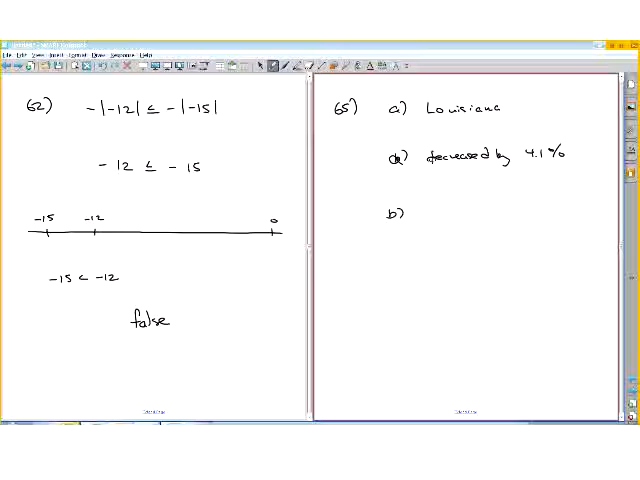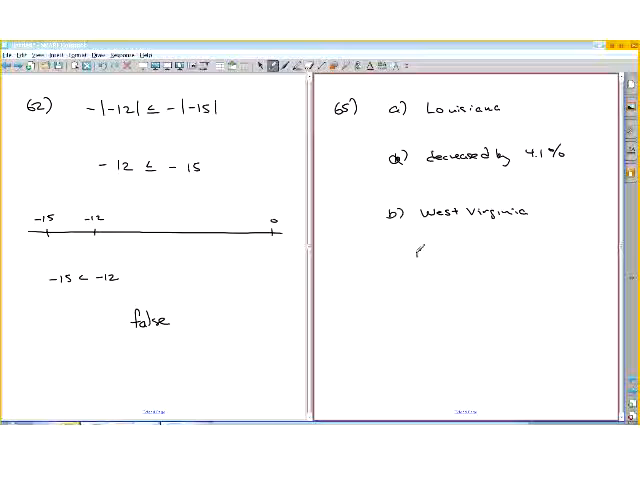Then part B, which state has the least change in population? Again, we look at the absolute value, and the one with the smallest absolute value is West Virginia. We don't look for the most negative, it's the smallest. So in this case, it's West Virginia.